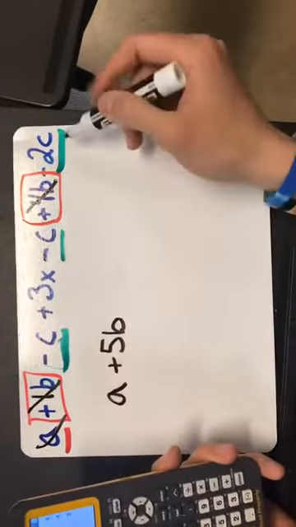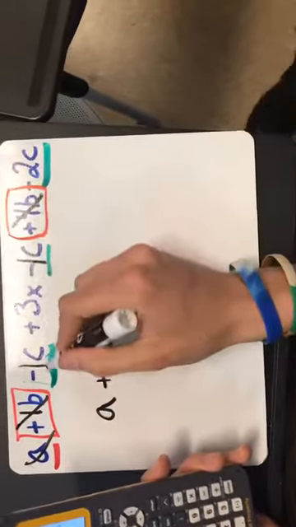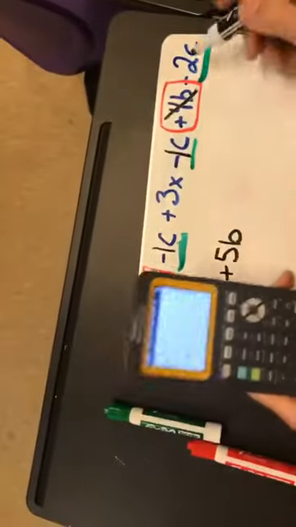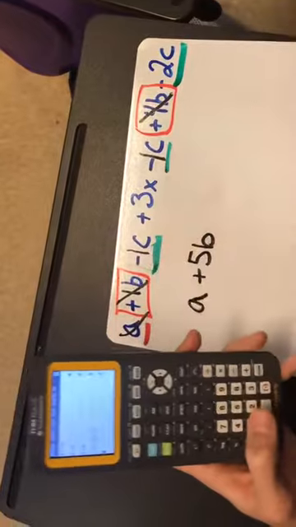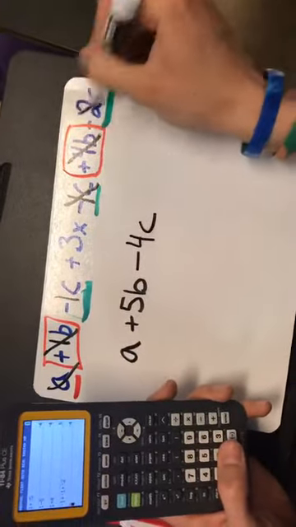Then I'm going to combine my c terms. So it's negative c, which really means negative 1c. So I have negative 1 plus negative 1 plus, this is a negative 2. And I get negative 4, so I have subtract 4c. So I've combined all my c terms.